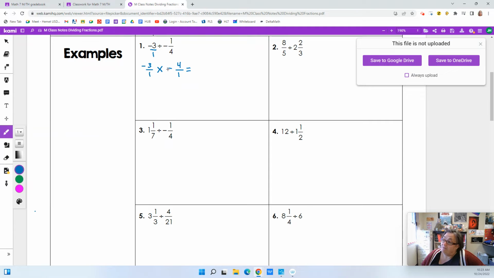So we know we have a negative times a negative. We're going to have a positive answer. 3 times 4 is 12. 1 times 1 is 1. And 12 over 1 just equals 12.